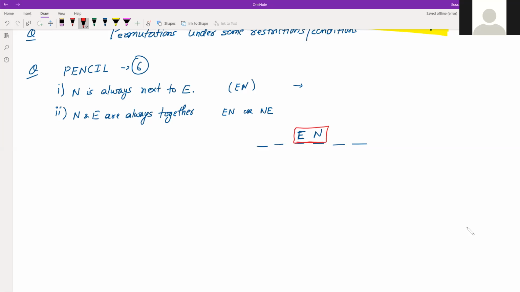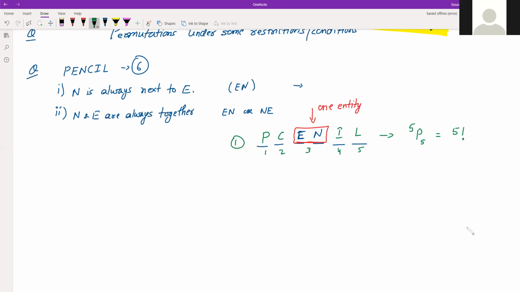I can treat them as one entity, that EN is always together. Then what is left now? You have P, C, I, and L. So now how many entities do you have to arrange? It is only 1, 2, 3, 4, and 5. So 5 things you have to arrange, and 5 out of 5 you have to arrange. So that will be 5P5, or simply 5 factorial. Yeah, got it. Thank you.